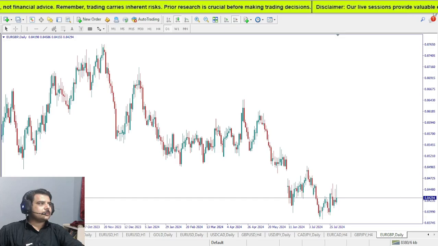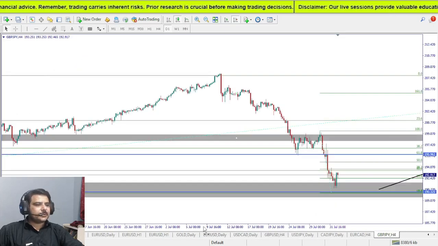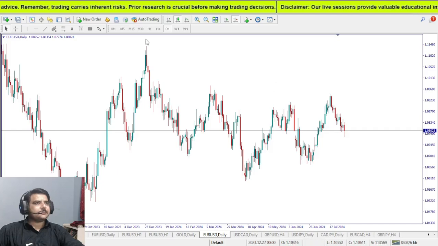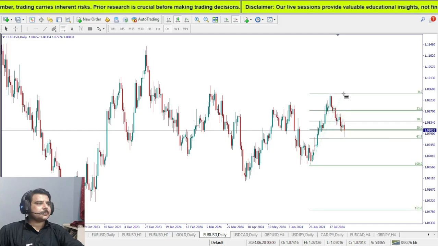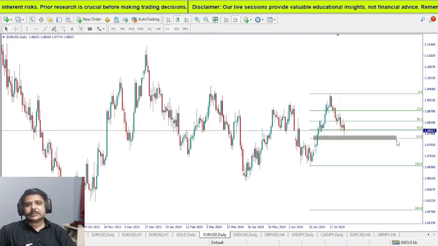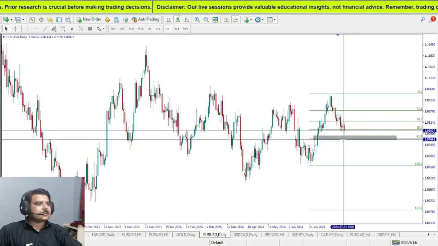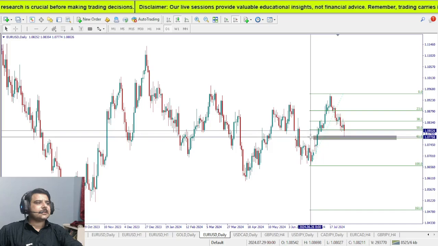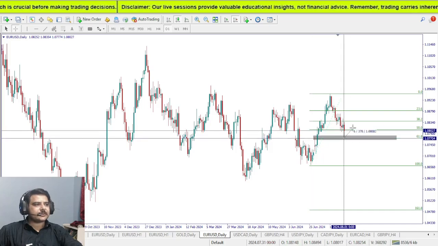So let's close this as well. And moving on to the euro US dollar right here, if you see, market is clearly standing on this 61.8% retracement again. Most of the pairs are standing on either a retest of the 61.8% retracement, just like this is a retest. Last time it was broken and this time it is retested.